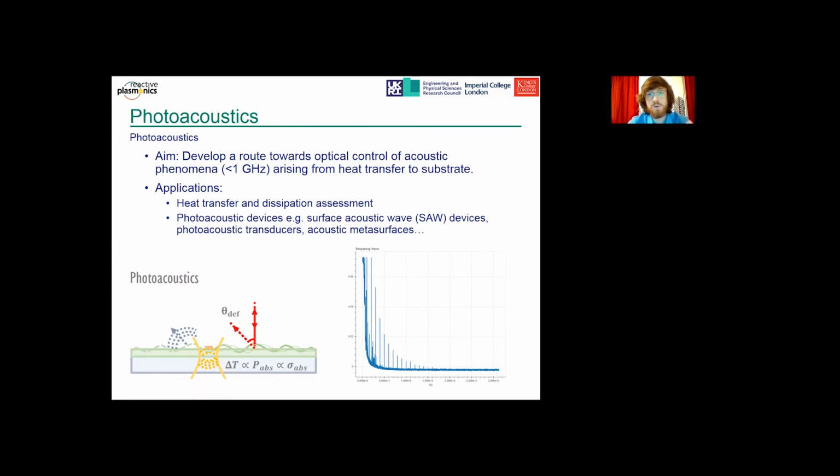And this optical control of acoustic phenomena will also allow us to develop photoacoustic devices. So for example, we could look at SAW devices, transducers, or metasurfaces, just to name a few. And I'd be interested in discussing this more with you in the discussion about potential applications going forward with this.